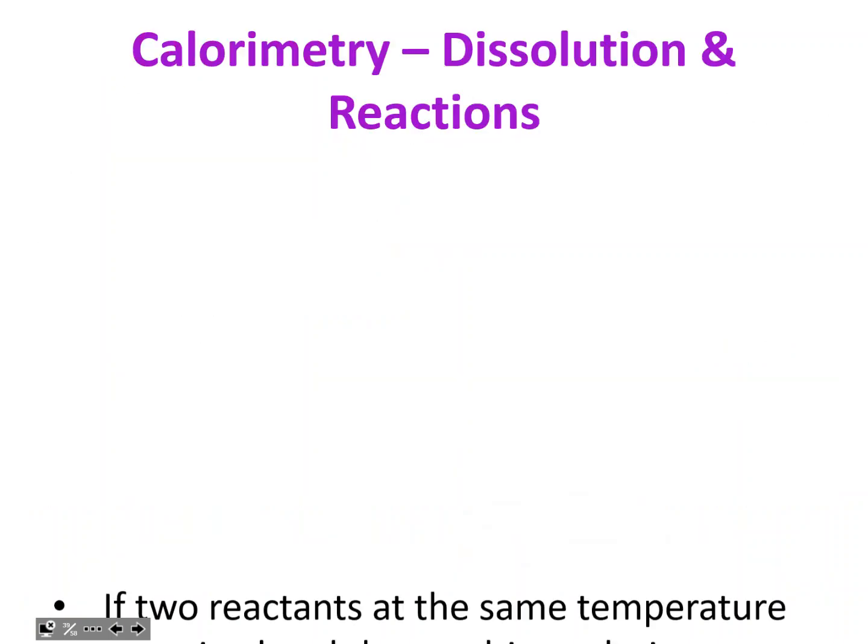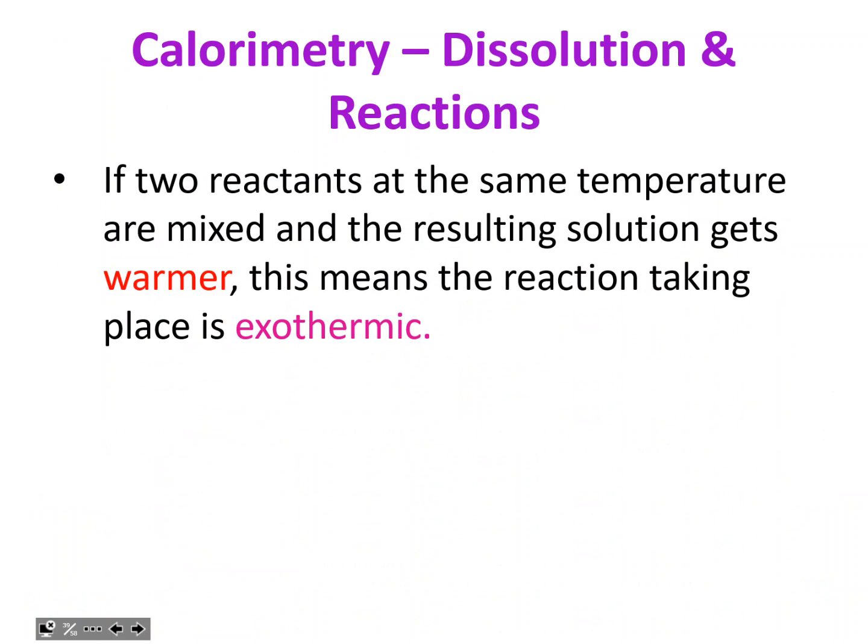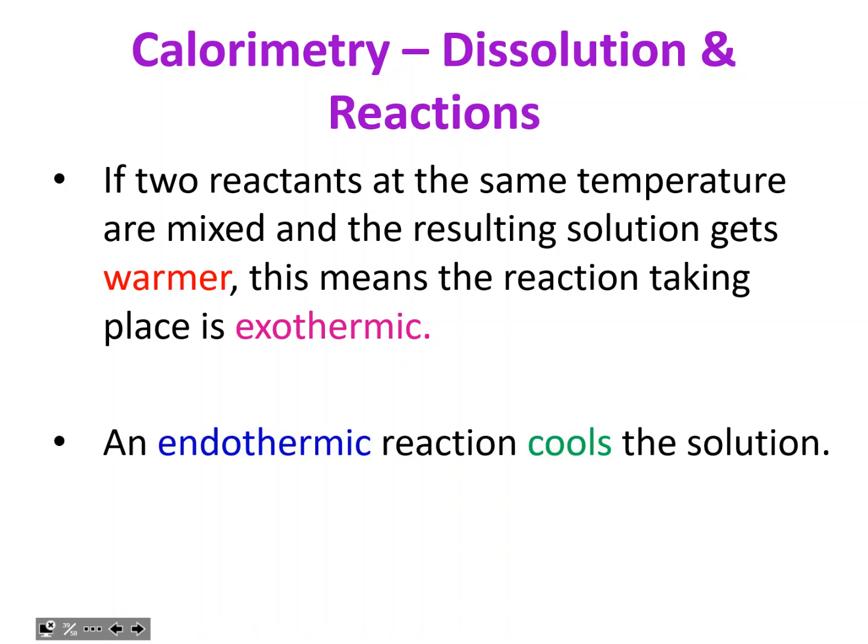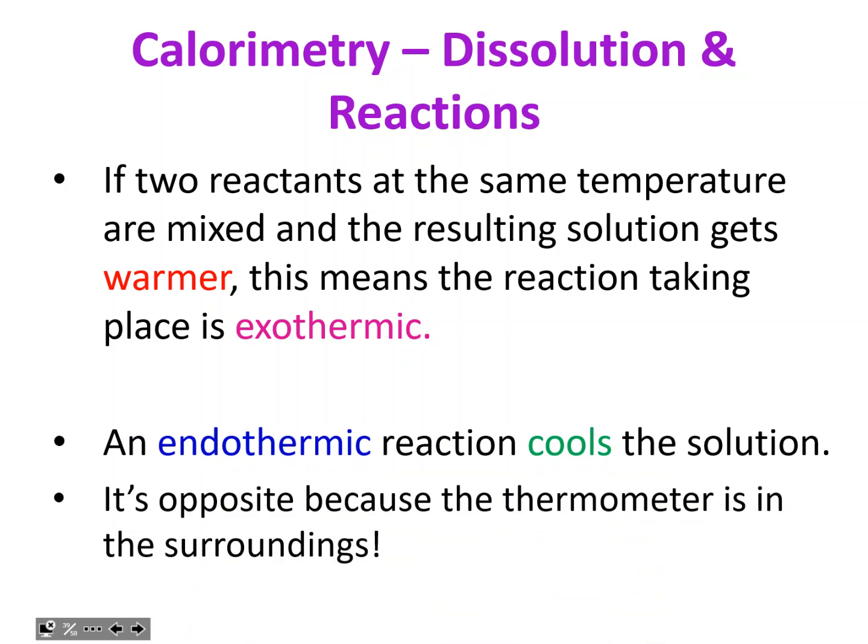Okay, so let's move on to calorimetry. Dissolution and reactions. I kind of already highlighted this point in the last problem, but if two reactants at the same temperature are mixed and the resulting solution gets warmer, that means it's exothermic. If it's endothermic, the reaction cools. Okay? And remember that is due to the fact that the thermometer is always considered to be in the surroundings. Remember, it's not actually part of the system. The system is only the chemicals involved in either the dissolution process or the reaction taking place. Okay?